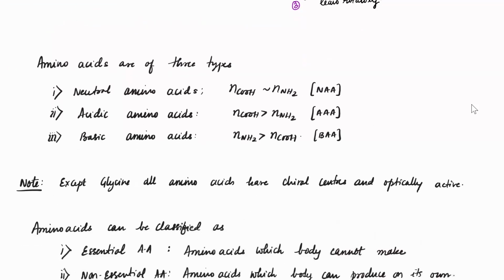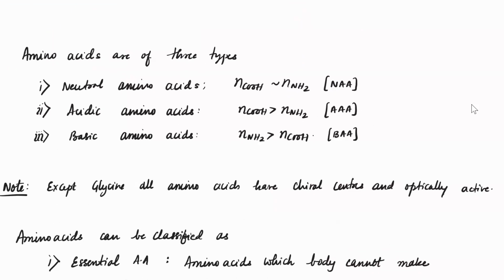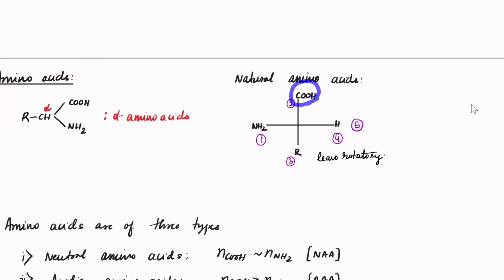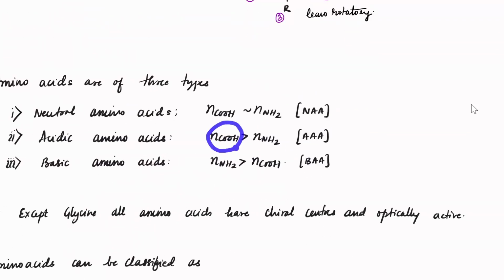Now, when it comes to categorization of amino acids, there are three ways by which we can categorize: neutral amino acid, acidic amino acid, and basic amino acid. Neutral amino acids are those where the number of COOH groups and NH2 groups is exactly equal. For example, if you have one COOH and one NH2 group, it is a neutral amino acid. If the number of COOH groups is more than the number of NH2 groups, we call it an acidic amino acid. And if NH2 dominates over COOH, we call it a basic amino acid. There are three types of amino acids.